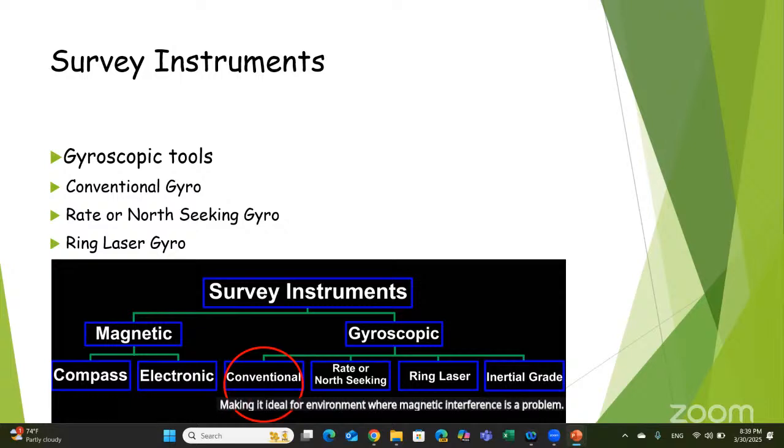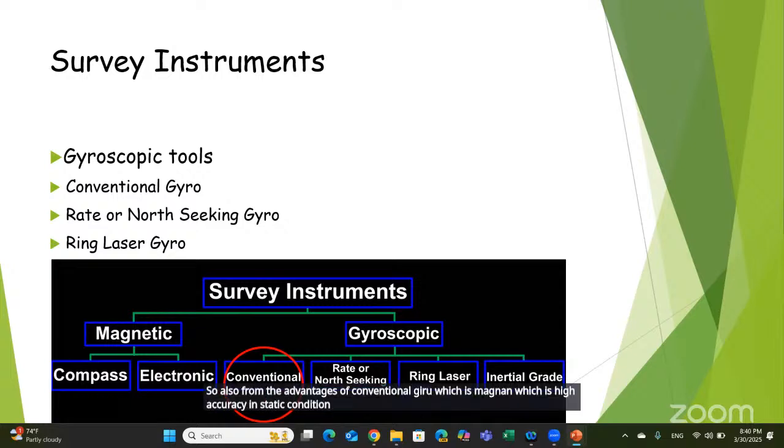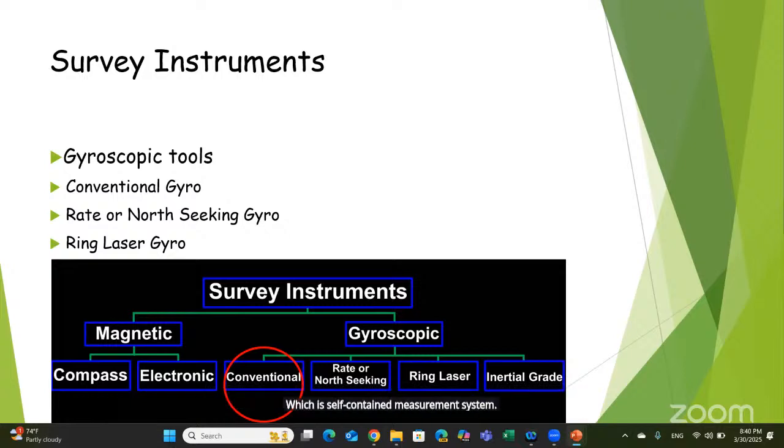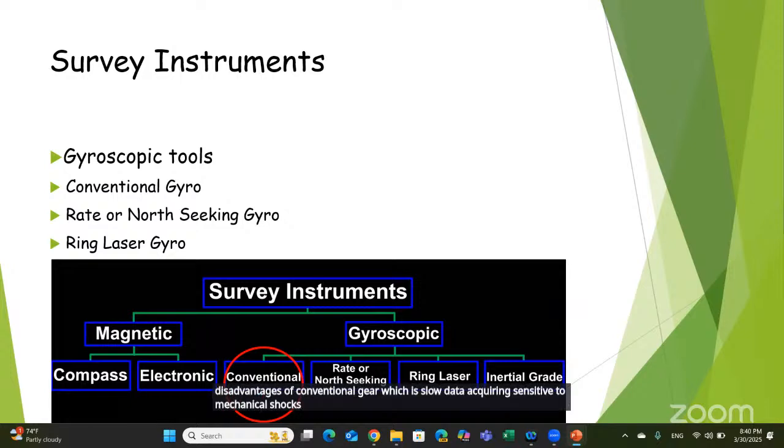So also from the advantages of conventional gyro, which is high accuracy in static condition, reliable for non-continuous survey, no need for external reference point, which is a self-contained measurement system. Also from the limitations or disadvantages of conventional gyro, which is slow data acquisition, sensitive to mechanical shocks, limited accuracy in dynamic drilling, which is actually less effective for real-time measurement while drilling compared to modern fiber optic gyro.